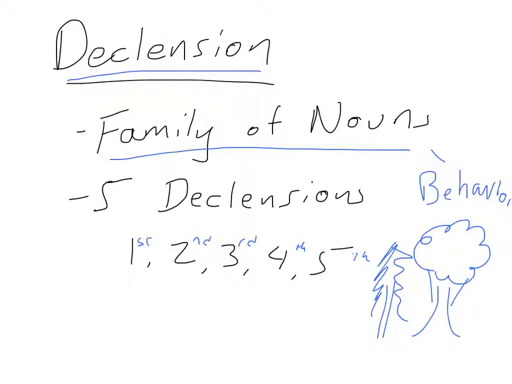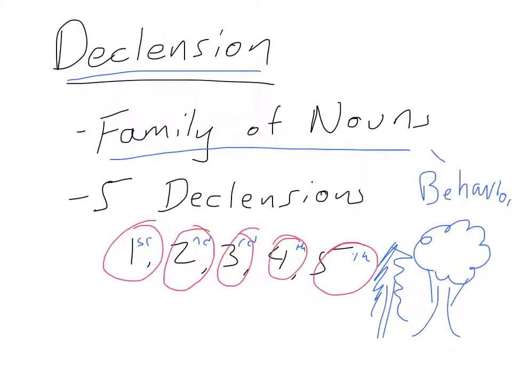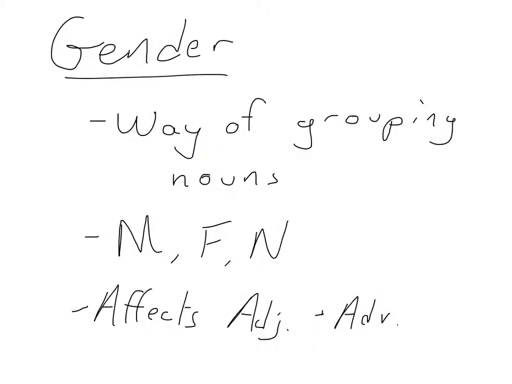Now, I would stress that every noun only has one declension. A noun can belong to the first declension, or it can belong to the second, or the third, fourth, or fifth. Never does a noun belong to 2 declensions at once. And that's the same with gender that we're going to go on to next. Gender is the next item. Declension, gender, number, and case.